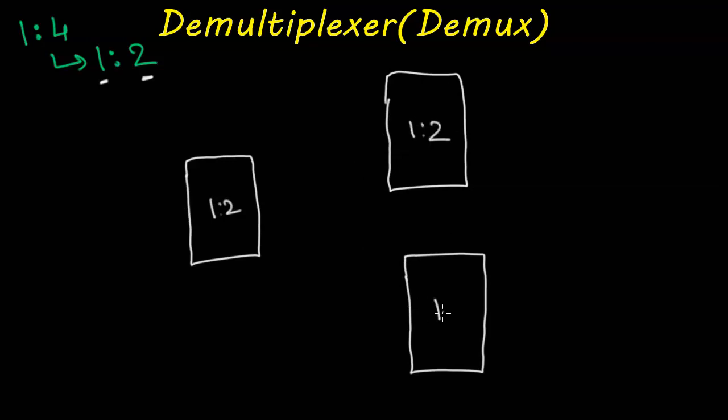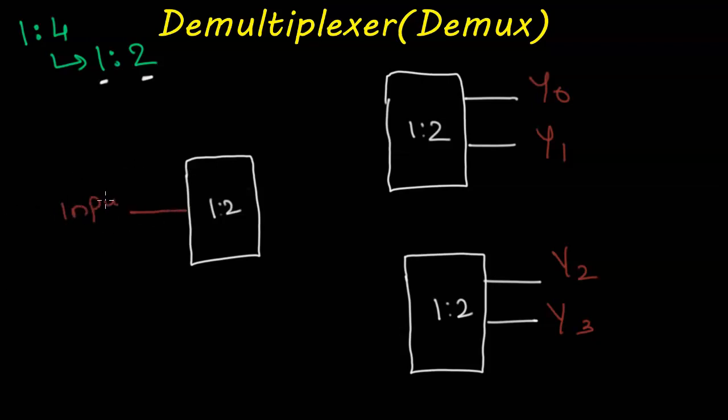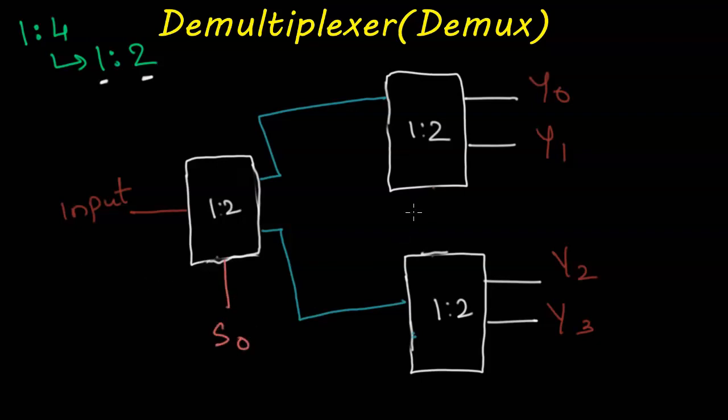This is my 1:2 and 1:2. If it is 1:2, that means we have 2 outputs each. And what are these outputs? They are Y0, Y1, Y2 and Y3. So my outputs are ready. Now what about my input? We have only 1 input. From the very first demultiplexer, we'll have 2 outputs, which are fed as the inputs to my other 2 demultiplexers. And what about the select lines? The first block has select line S0, and the other 2 demultiplexers have a common select line, which is S1.